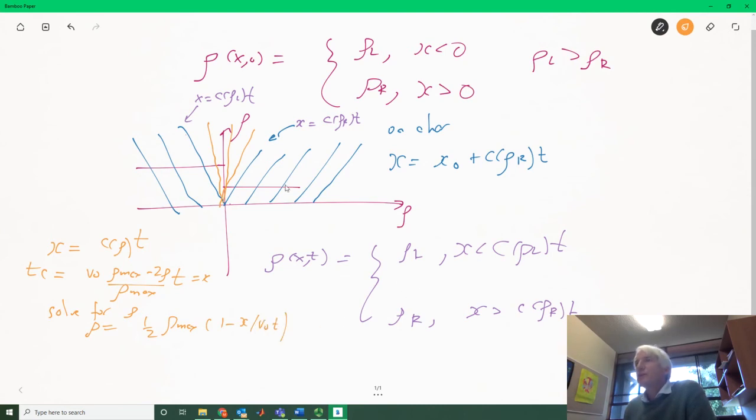So then in this middle region, on this expansion fan where all these straight lines come out, the density just goes linearly down across this expansion fan, but the formula is a half rho max times (1 minus x over v naught t). And that is for x greater than c of rho left t and less than c of rho R t. So that's the expansion fan, and then I'll just show you that quickly on the computer.